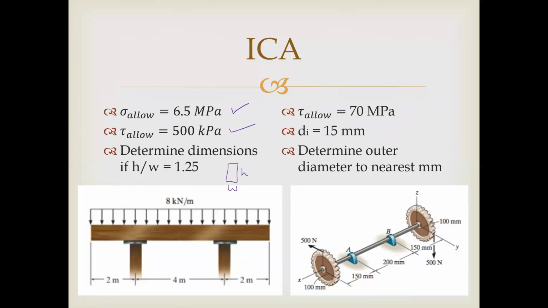And then in the second exercise, you have an allowable shear stress. Your inside diameter is 15 millimeters, but you need to determine your outside diameter given the loading that occurs. And the supports for the shaft allow rotation, but they prevent translation, vertical or horizontal.